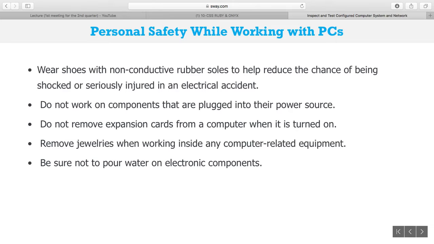Now, of course, you cannot work on components that are plugged in. Imagine the power is on and you will be removing the hard disk, so that's suicide. You need to turn off everything before opening it, and of course, before removing any expansion cards, like removing the memory or the sound card. You also cannot wear jewelry, watches, ID laces, necklaces, or bracelets when you are servicing. And, of course, do not pour water on electric components because water acts as a conductor.